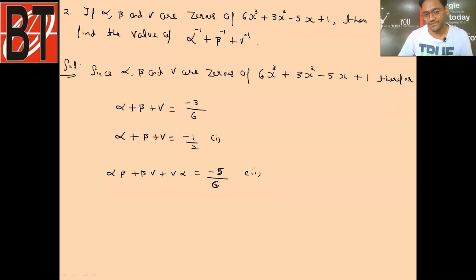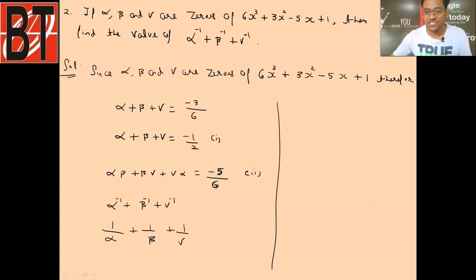Now let's just check what we wanted. We wanted alpha inverse plus beta inverse plus gamma inverse. Now students, just tell me what is the value of alpha inverse? It is nothing but 1 upon alpha. Beta inverse is 1 upon beta and gamma inverse is 1 upon gamma. No confusion? Okay. Now if I take LCM, the LCM will be alpha beta gamma.